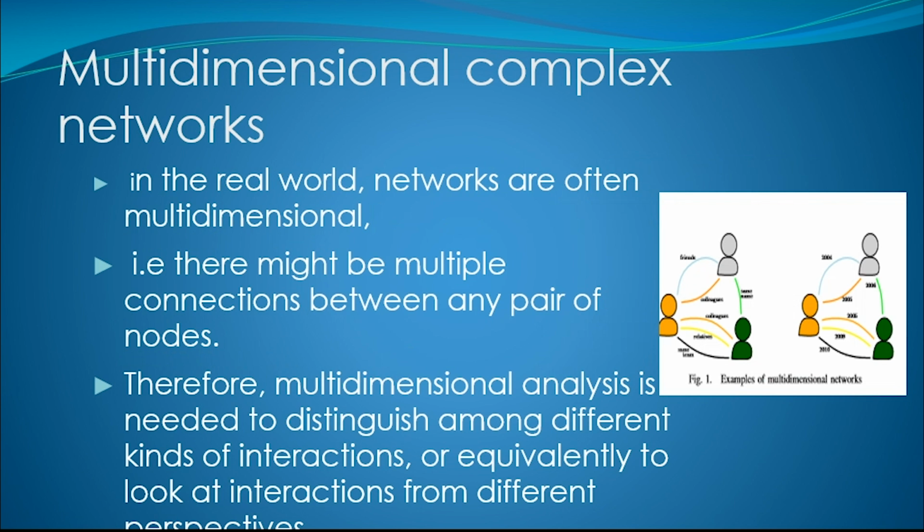And another is multi-dimensional, meaning multiple connections between any pair of nodes. For example, there are two persons. They may have a teacher-student relation. They may have a brother-sister relation. They may have a relation as two persons residing inside the same campus, etc. So that's called multi-dimensional: different kinds of interactions between different types of people.